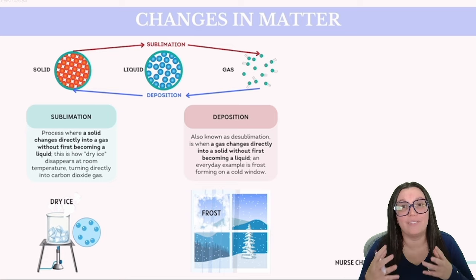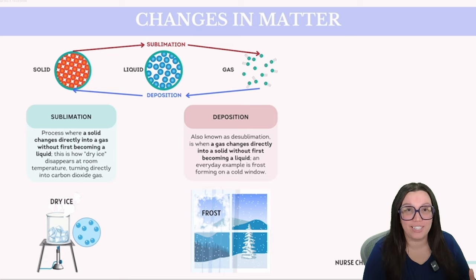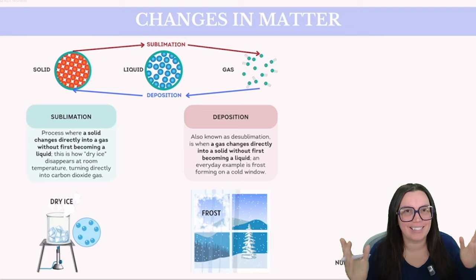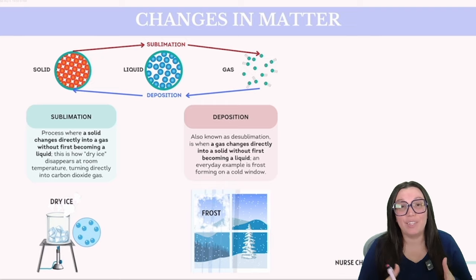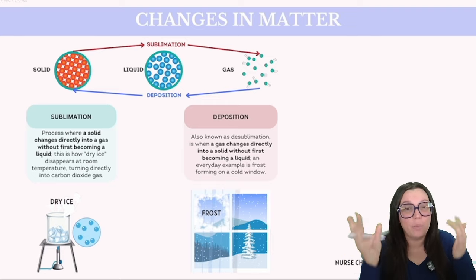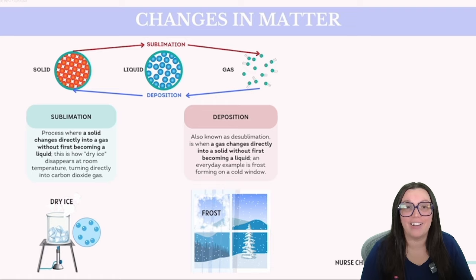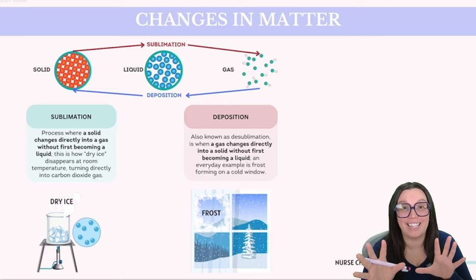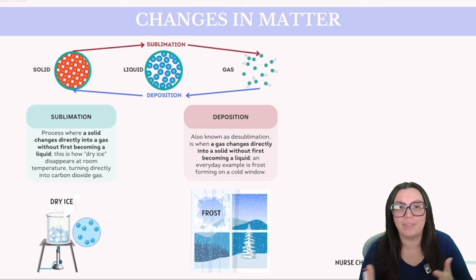And then lastly, we have deposition, which is the direct transition from a gas into a solid state, completely again skipping that liquid phase. This occurs when those gas molecules lose energy very, very quickly. So a common example of this could be frost forming on your window. So on a cold winter day, that water vapor that's going to be found in the air can directly deposit onto the cold window pane as ice without ever having to become a liquid first.